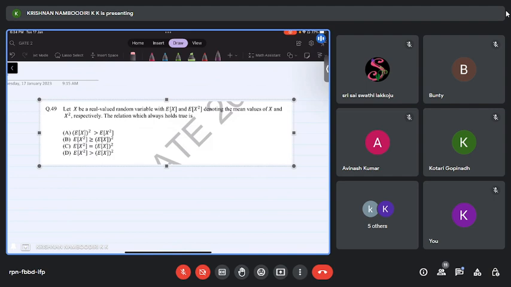Is anybody attempting? So at least you can tell A, B, C, D. Okay, anyway, I will solve this.